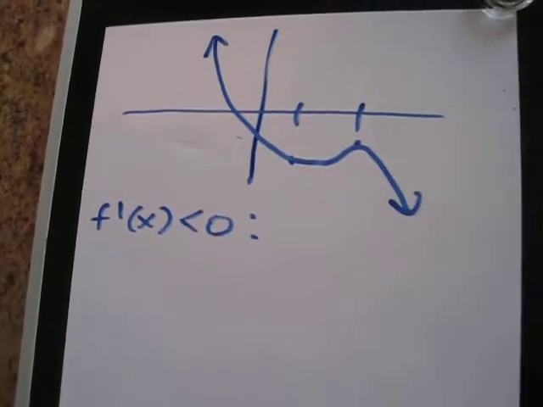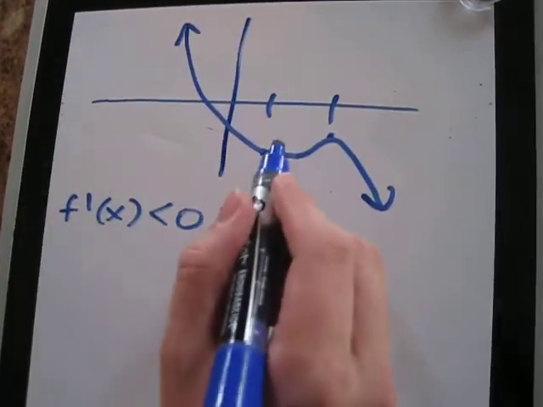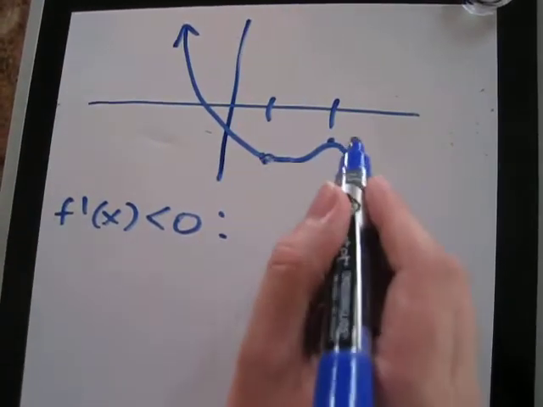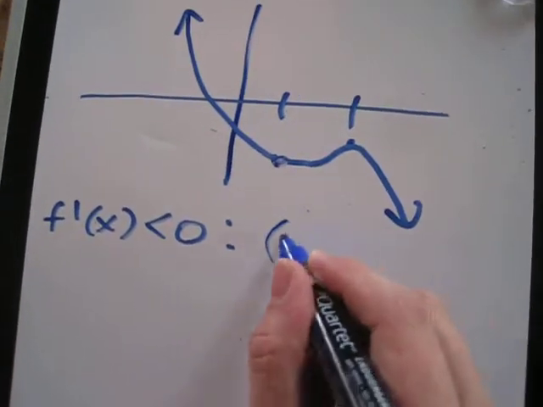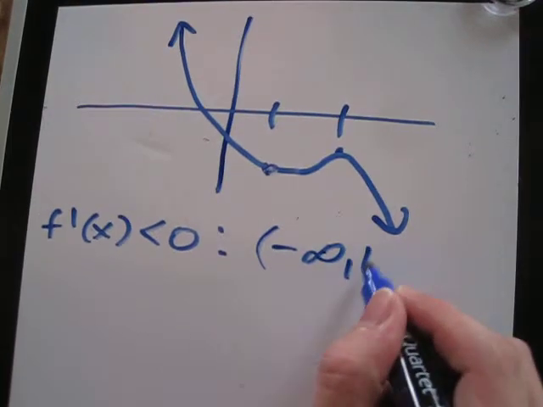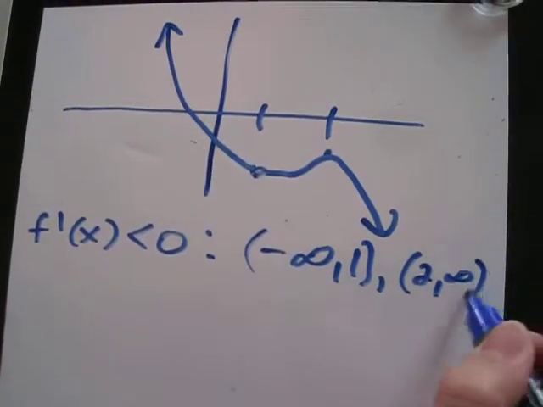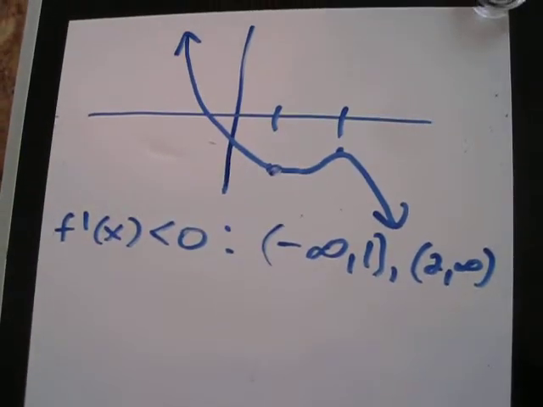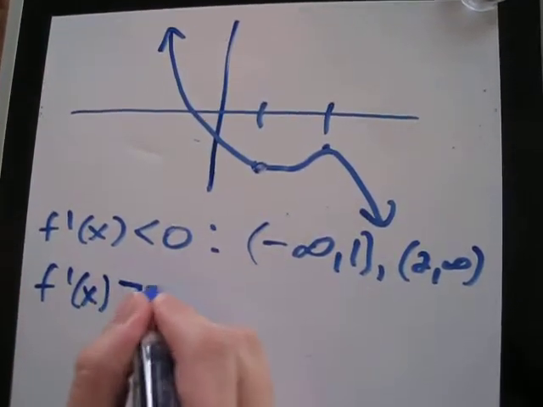It is decreasing on the intervals from negative infinity to 1, and then from 2 to infinity. So f prime of x is less than 0 on the intervals negative infinity to 1 and the interval 2 to infinity. Now we'll determine where f prime of x is greater than 0.